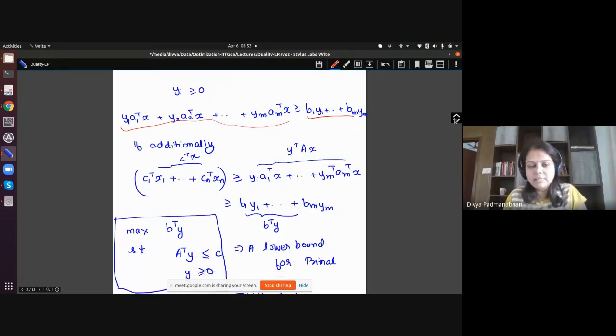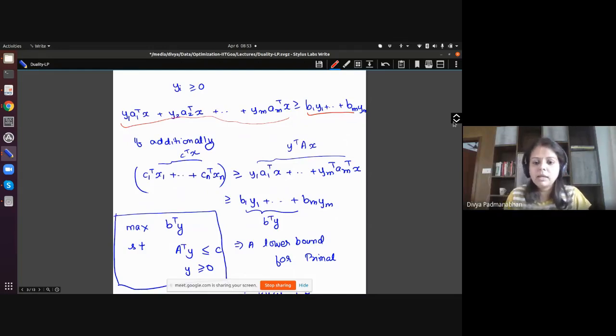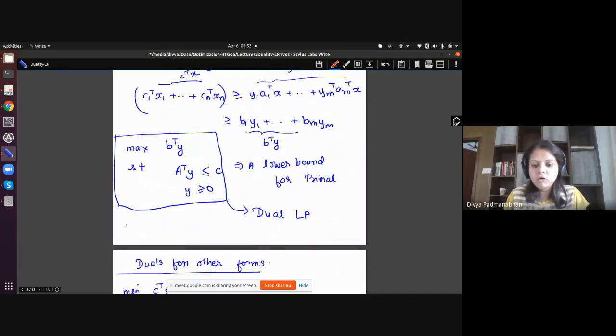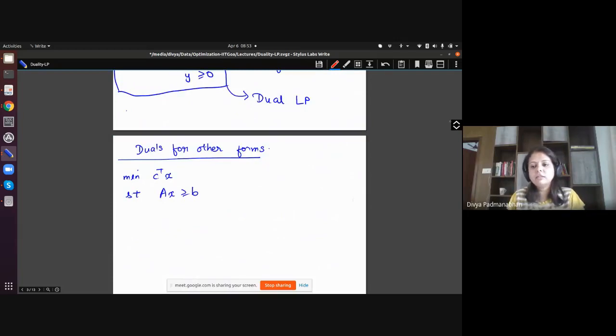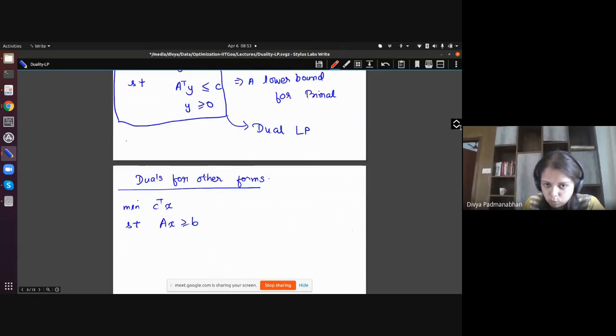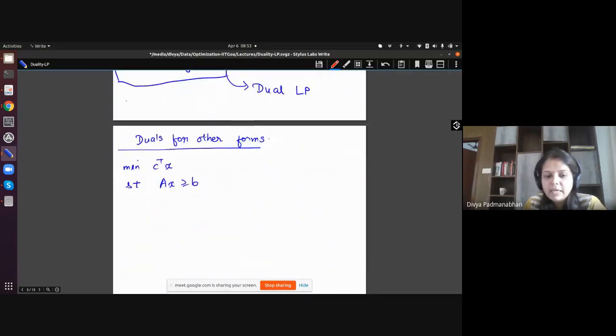You can try it for these examples as well. Okay, so this is the dual form, and you can also write it for other forms. Like for example, if you don't have x greater than or equal to 0. Okay, so suppose you don't have that.